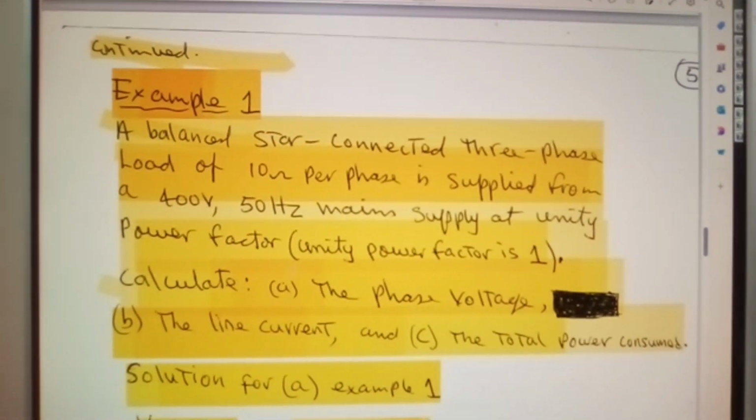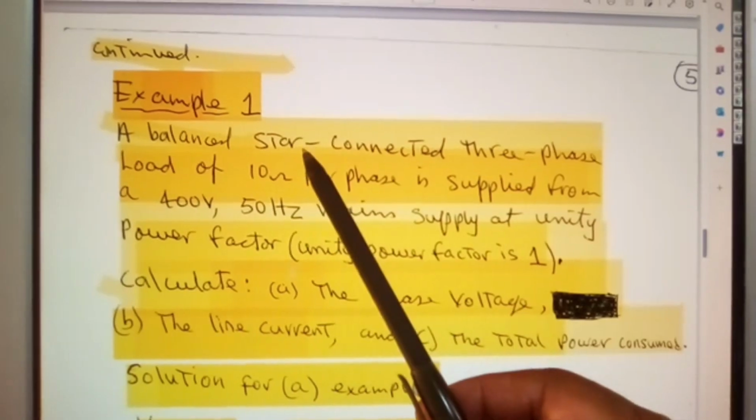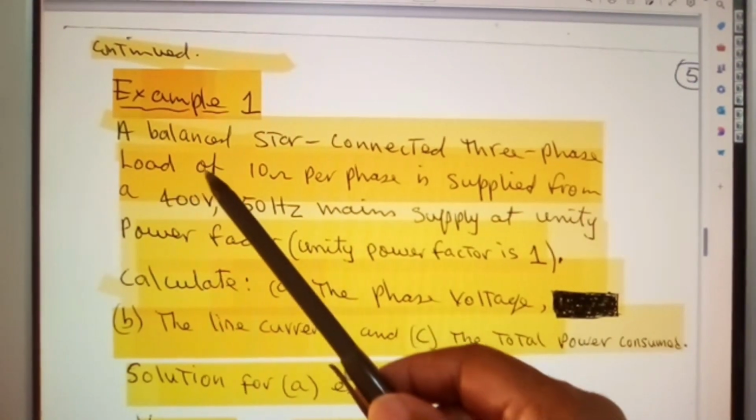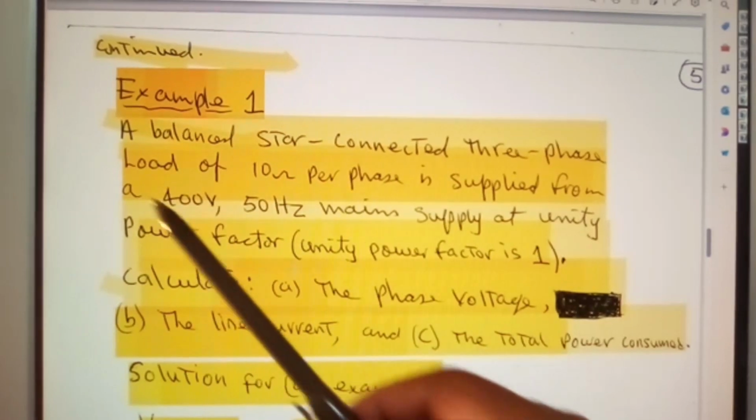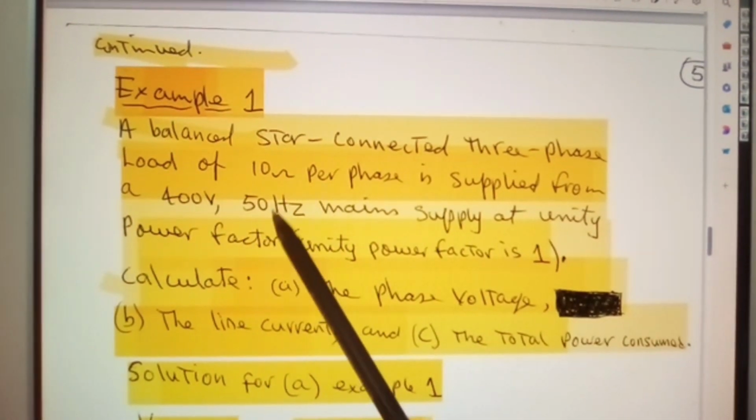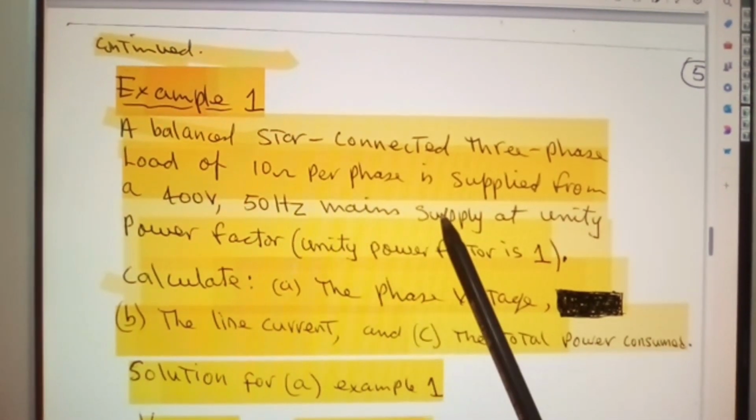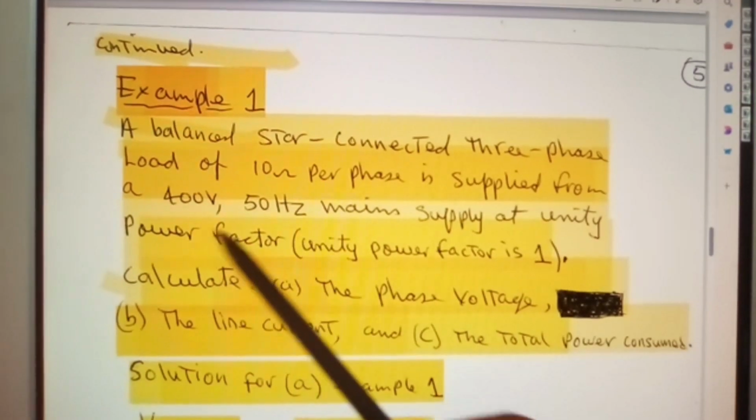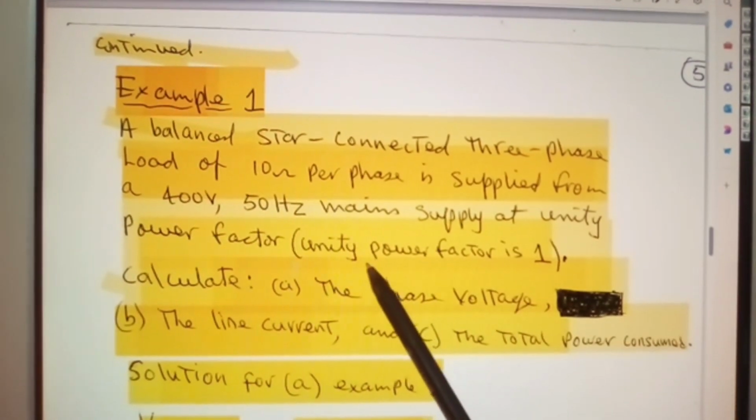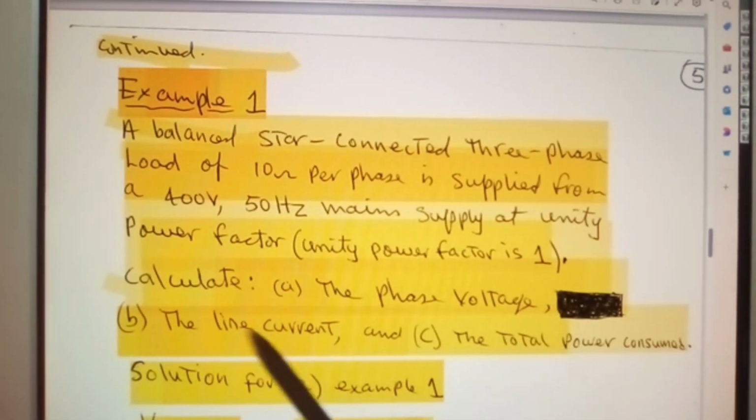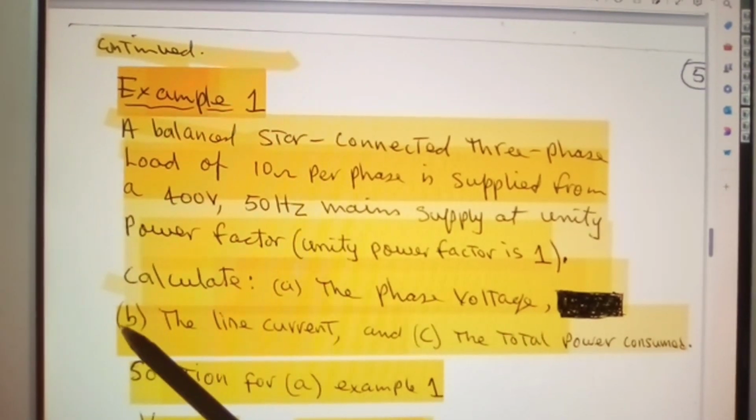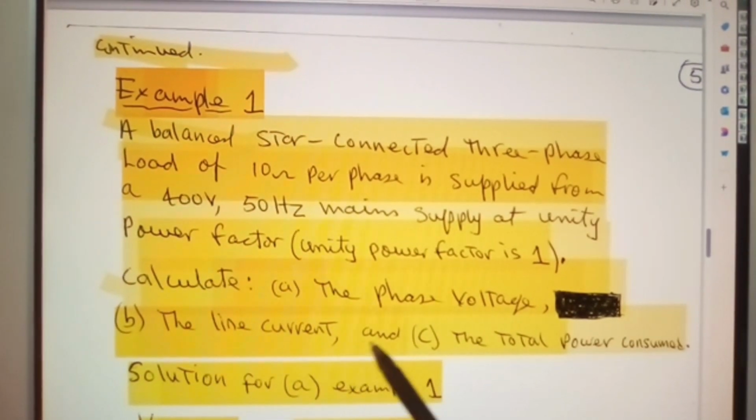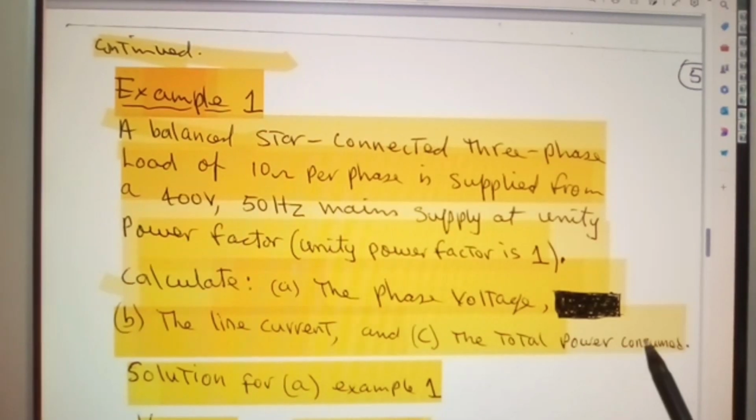I need to read this example. Example 1. A balanced star connected three-phase load of 10 ohms per phase is supplied from a 400 volt 50 hertz mains supply at unity power factor. Unity power factor is 1. Calculate A, the phase voltage, B, the line current, and C, the total power consumed.